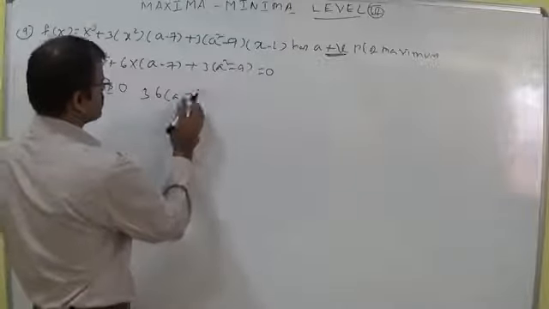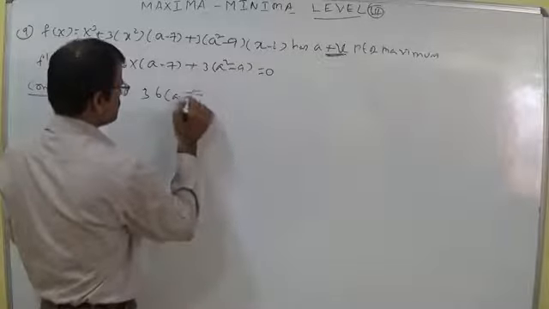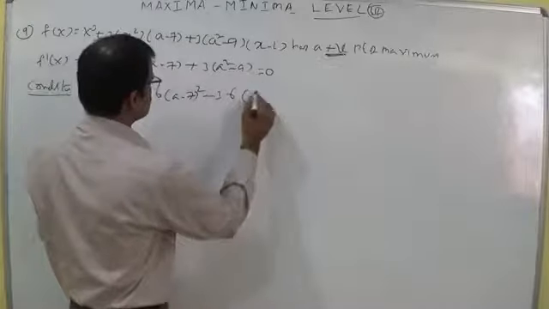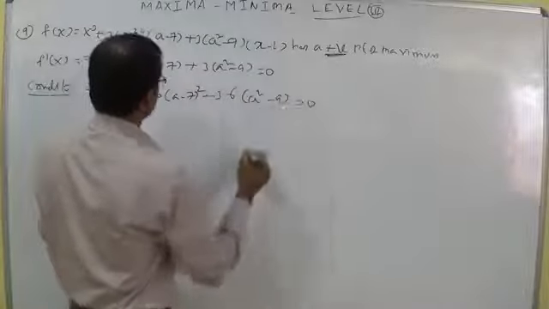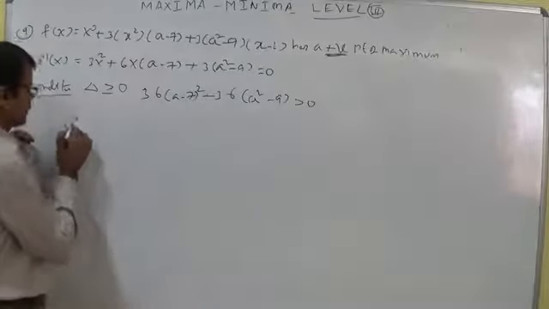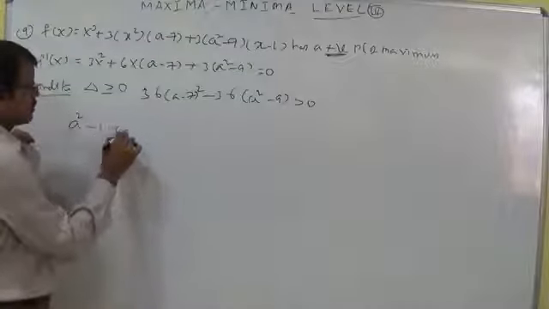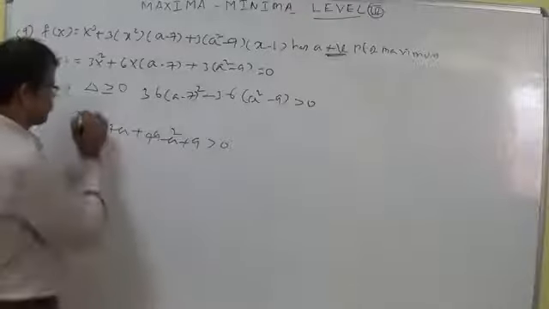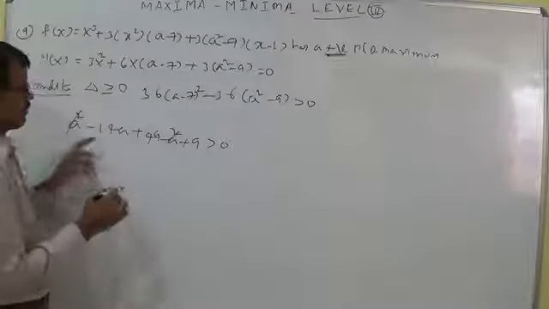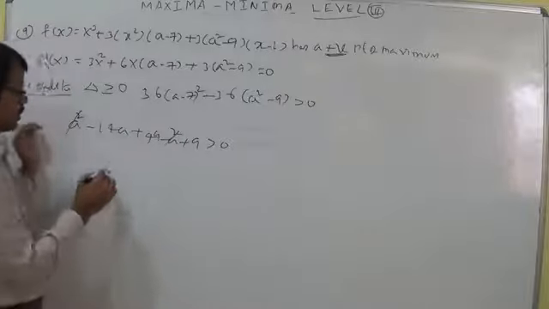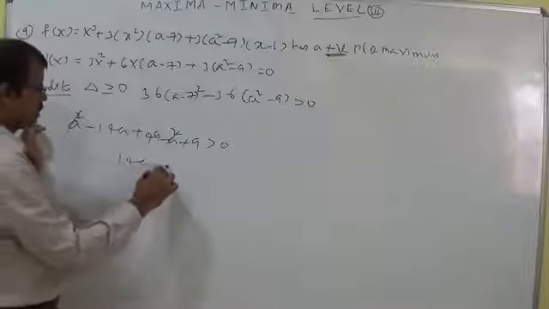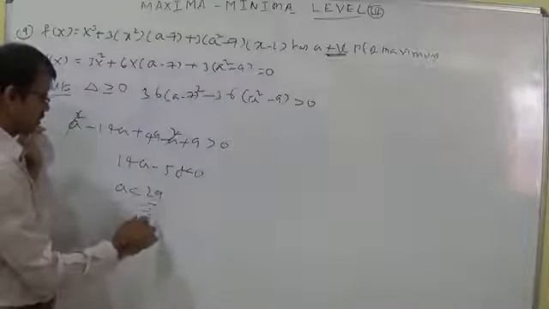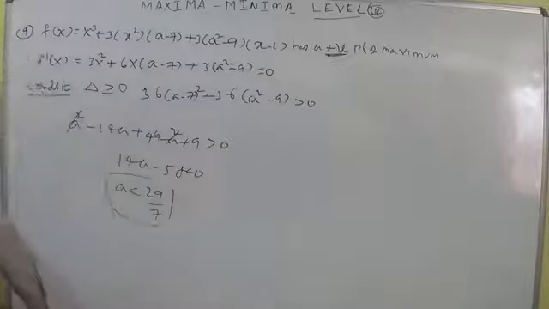Here I am writing 36 into a minus 7 whole square minus 4 into 3 into 3 into a square minus 9, greater than or equal to 0. Divide with 36. You can write a square minus 14a plus 49 minus a square plus 9 greater than or equal to 0. A square and a square get cancelled. Here 49 plus 9 is 58. So you can write 14a minus 58 less than 0, a less than 29 by 7.